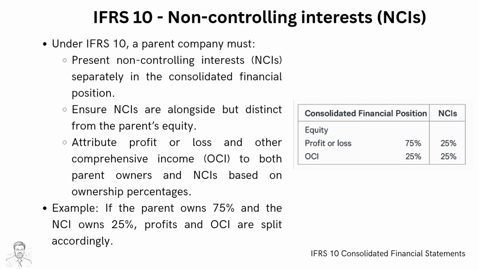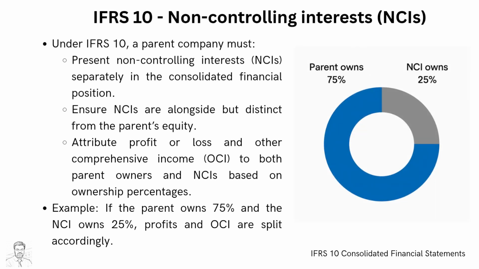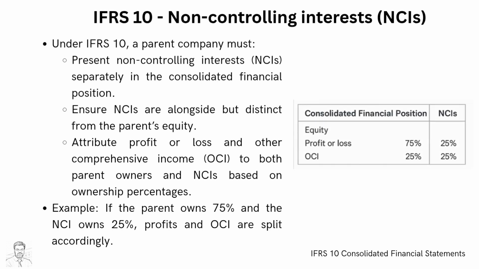Now, here's the thing about profit or loss and other comprehensive income, or OCI. IFRS 10 says that the reporting entity, that's the group, right, needs to attribute both profit or loss and OCI to two parties, the owners of the parent and the non-controlling interests. So yeah, even if the NCI owns, like, I don't know, 25%, they still get their 25% of the group's profit and OCI. It's all based on current ownership. So if the parent owns 75% and NCI owns 25%, then profit and other income are split 75-25. Got my point? Cool.